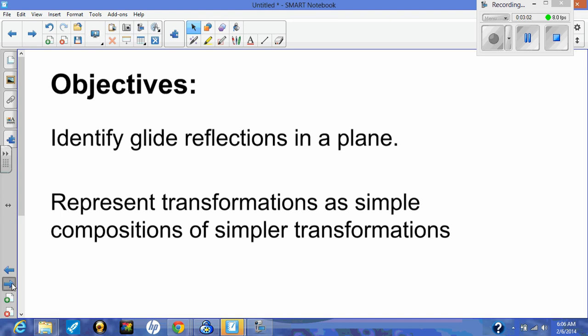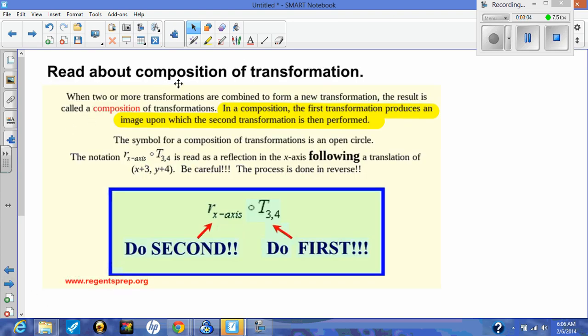Let's go take a look at our composition of transformations. When two or more transformations are combined to form a new transformation, that's two or more, it could be 3, 4, the result is called a composition of transformations. Now, this is the key part. In a composition, the first transformation produces an image. So we start with a pre-image, we do whatever it says, a reflection, rotation, or translation, and we end up with an image.